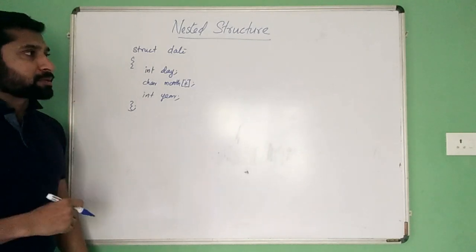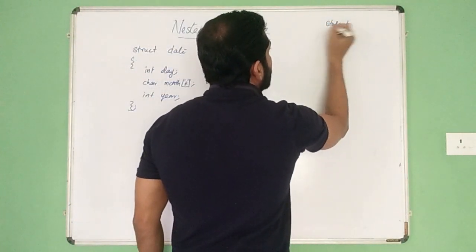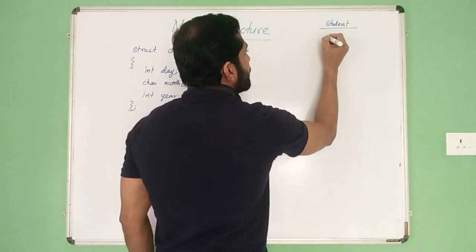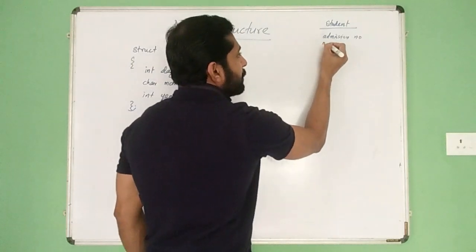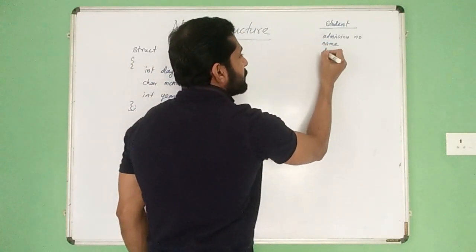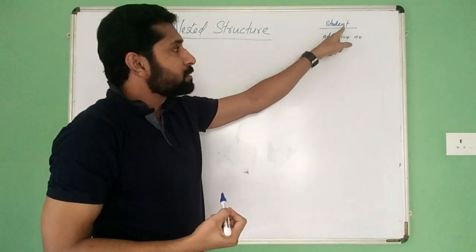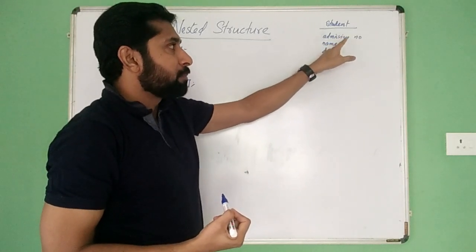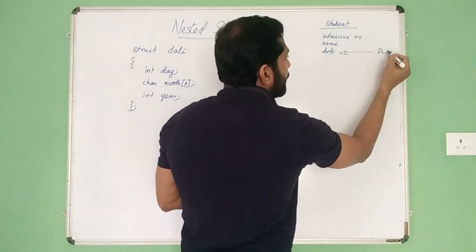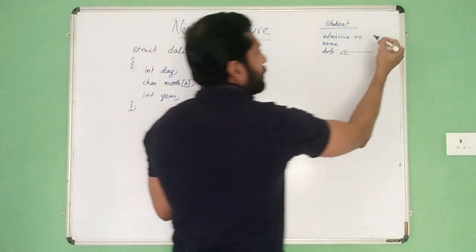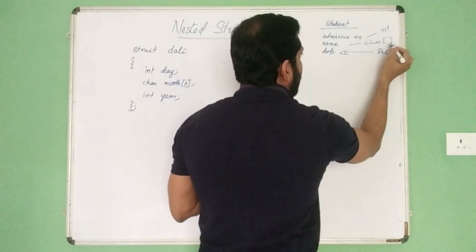Now we want to create another structure named student. It contains, say, admission number, name, date of birth of student. Another structure we are going to create, student. It has 3 parts: admission number, name and date of birth. This date of birth is of type date. Admission number is of type integer. Name is a character array.